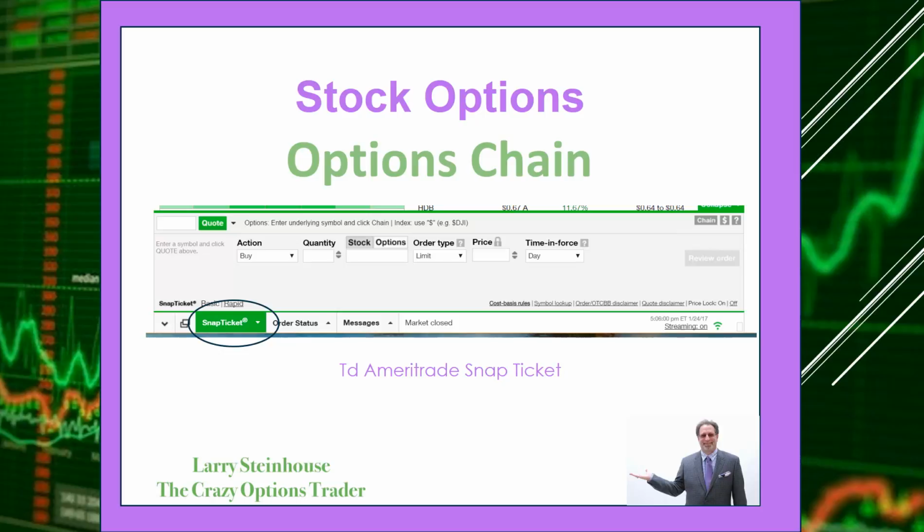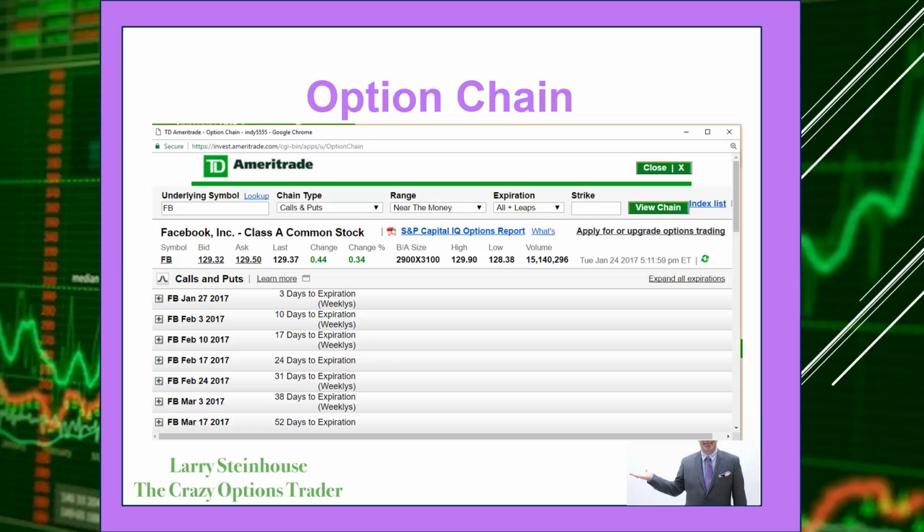Basically, an options chain is just a supermarket shelf of options. So what you're going to do is put in the quote of what company you want to run options on. My favorite is still Facebook. So if I want to get the options chain for Facebook, I type in FB, don't hit quote, it actually will give it to you anyway, but don't hit quote, and go over to the right side and click the chain button. When you click the chain button, you're going to get a screen that looks like this. All right?